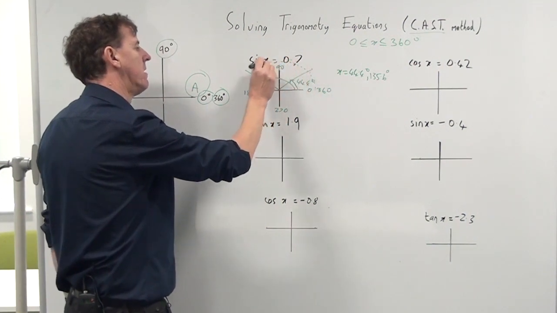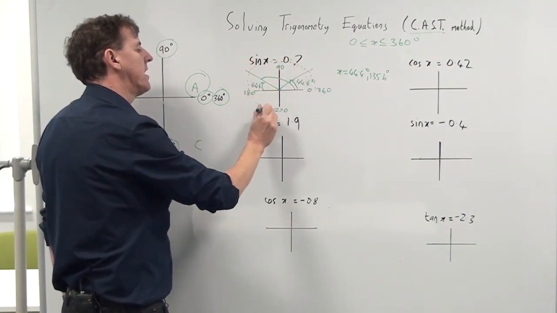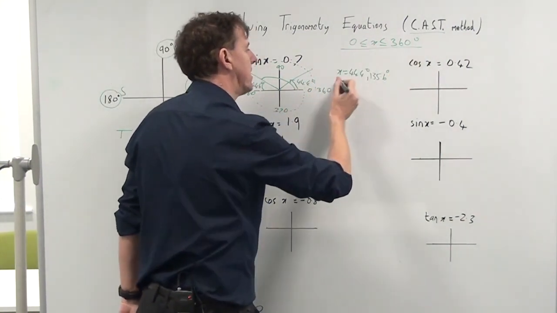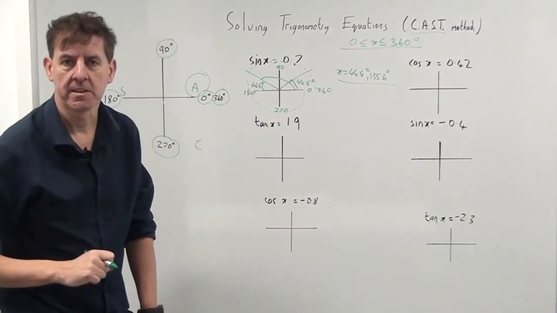Hit that line. I've hit that line. Nothing to hit here. Nothing to hit there. There's my range, 0 to 360. I guarantee those are the two answers.